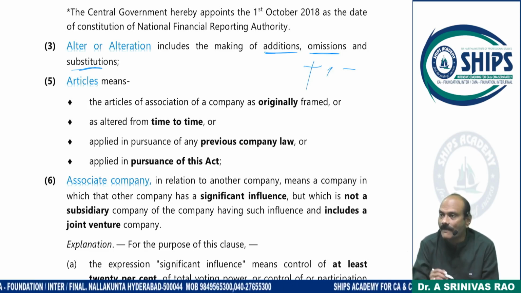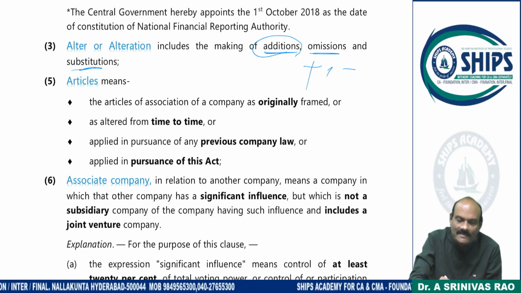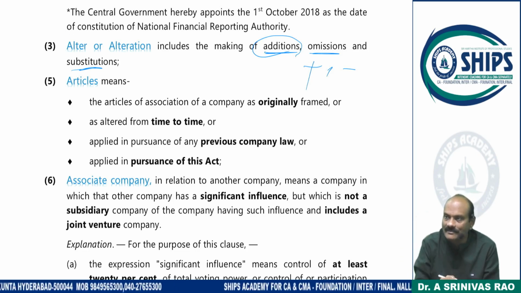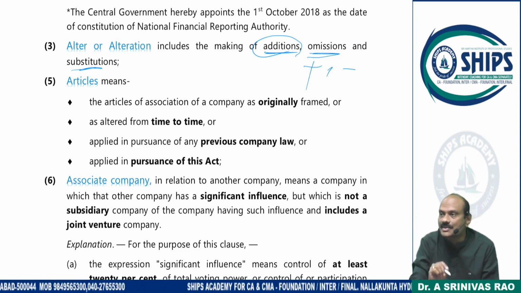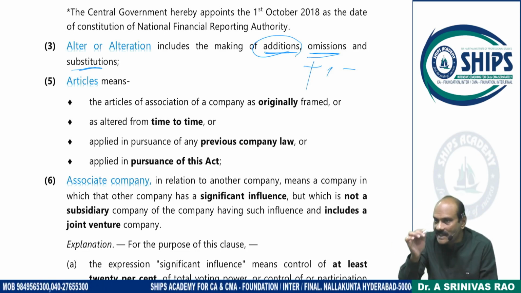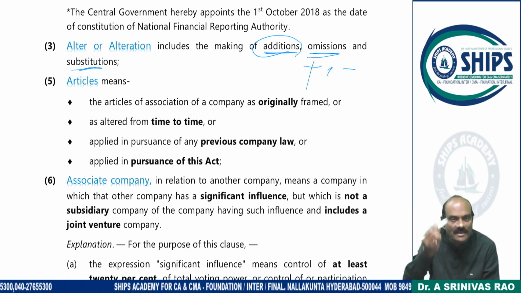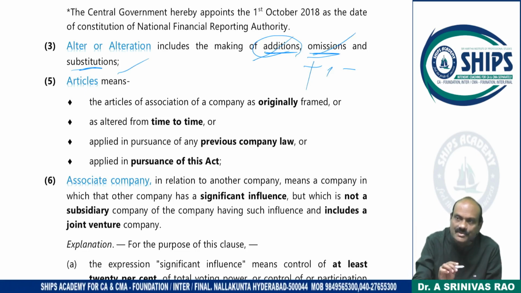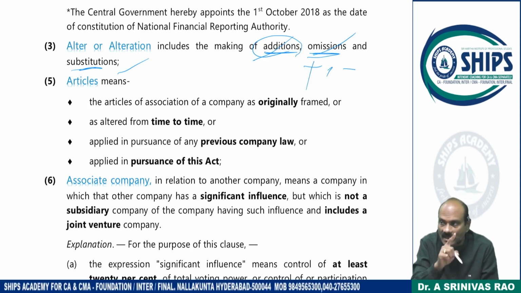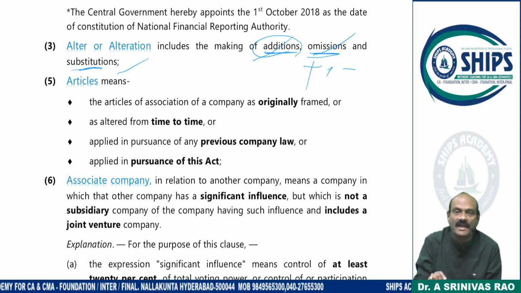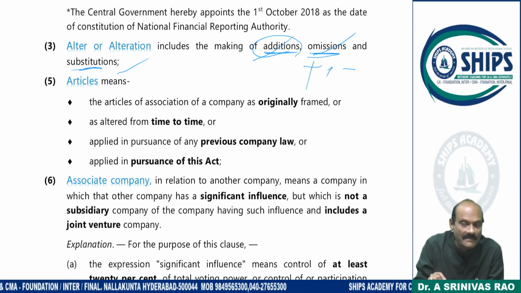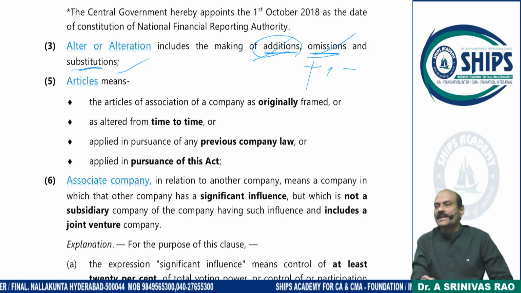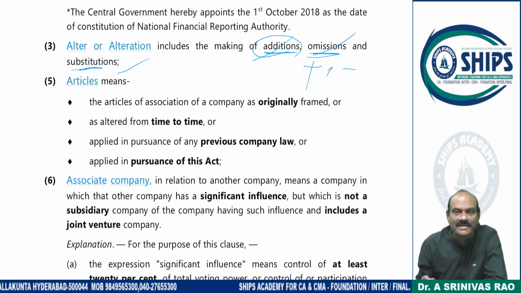Altering means we are changing. What we are changing means we are adding something to the MOA. The objective clause is there. We are adding new objectives. Or omission: some objectives of the business were outdated. We are deleting that and substituting it with new words. So addition, omission, substitution is nothing but alteration, because in due course we come across that the registered office can be altered, the objective clause can be altered, the capital clause can be altered. Wherever you come across the word alteration, this meaning should come into your mind.